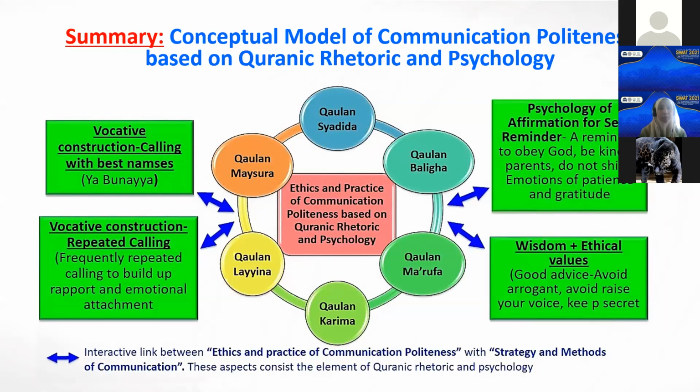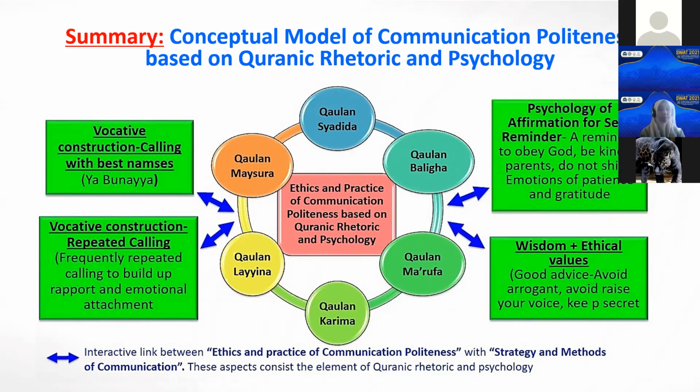Next one, summary: a conceptual model of communication politeness based on Quranic rhetoric and psychology. We find here Qawlan Sadida, as I mentioned before, Qawlan Baligha, Qawlan Maysura, Qawlan Layyina, Qawlan Ma'rufa, Qawlan Karima. Then vocative construction, calling with the best name, Ya Bunayya, and vocative construction, repeating calling.